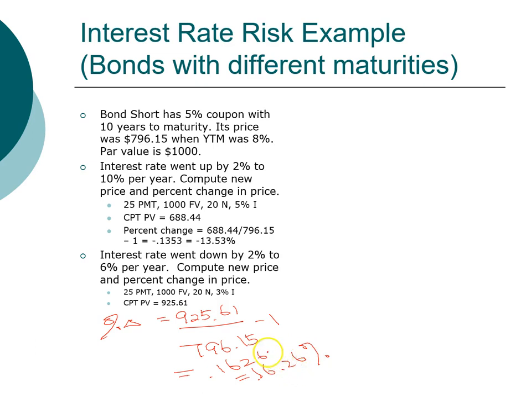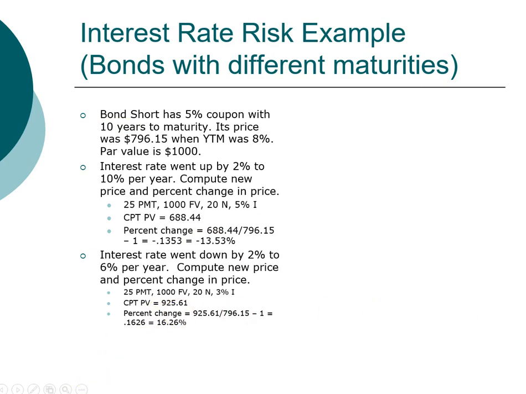So we saw that this short-term bond, which has 10 years to maturity, when the interest rate goes up by 2%, bond prices went down by 13%. So it's a minus 13.53%. When the interest rate went down by 2%, bond prices went up by 16%.